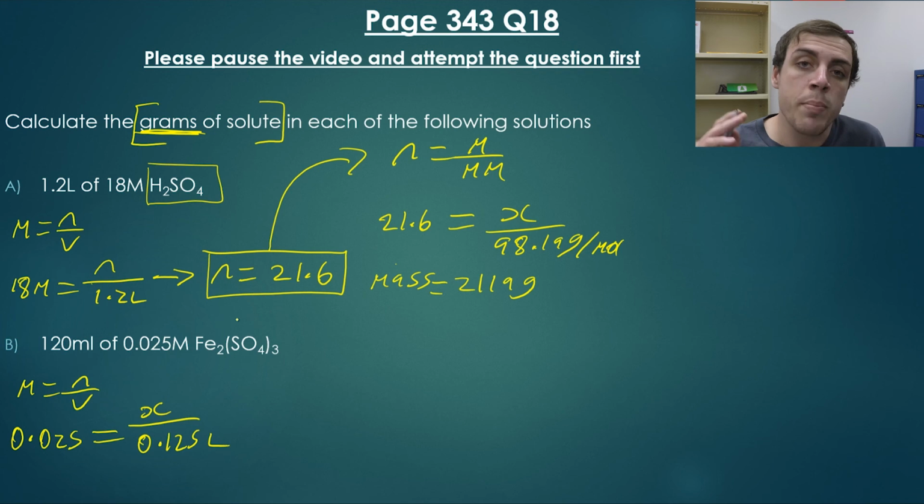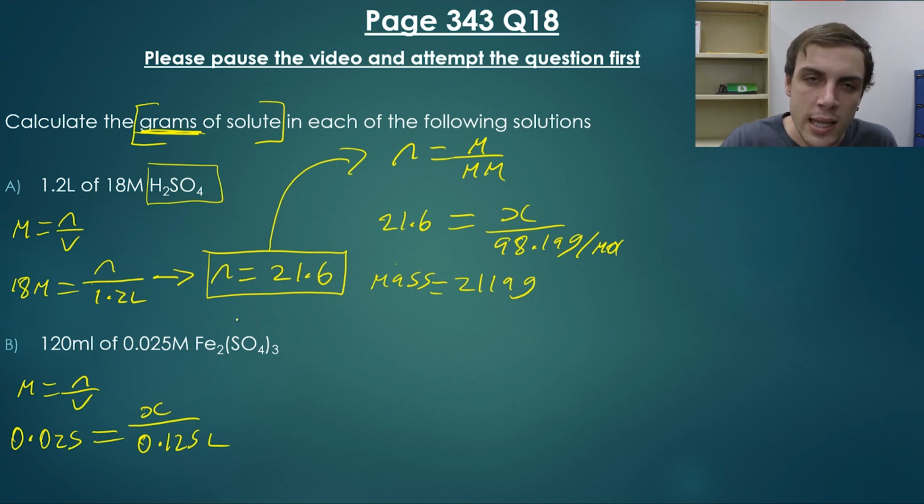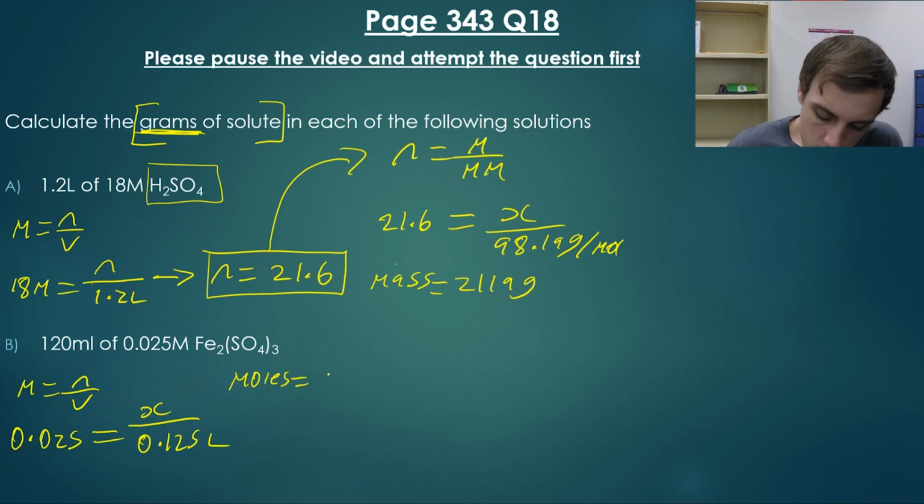Please remember liters, okay? Never ever use mils in molarity. That is the easiest way to lose a lot of marks, okay? Molarity is always moles per unit liter. So by rearranging this formula, we're going to have 0.025 multiplied by 0.125, which is going to give us a total of 3 times 10 to the minus 3.